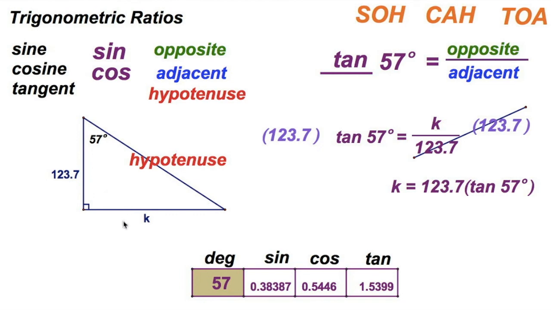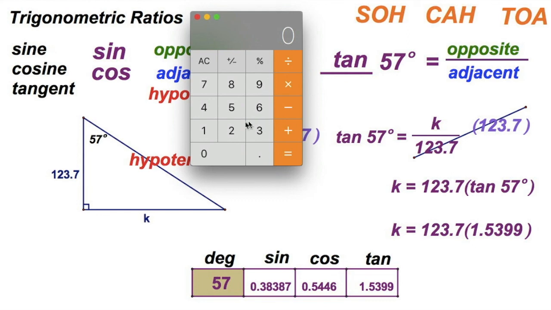I'm expecting k to be bigger than 123.7. So let's see. What do we do now? Oh yeah, let's take that number out of the trig table, and then we'll pull out our handy dandy calculator. 123.7. Look at this. We can use that cheap 4-banger that we got for free, and we're going to multiply it times 1.5399, and there you go. 190 and a half, and we are done. Excellent.